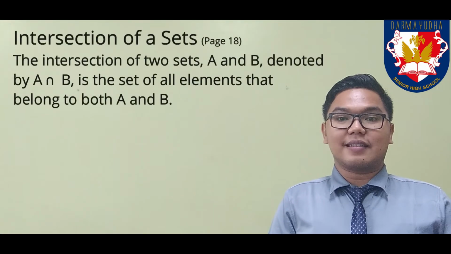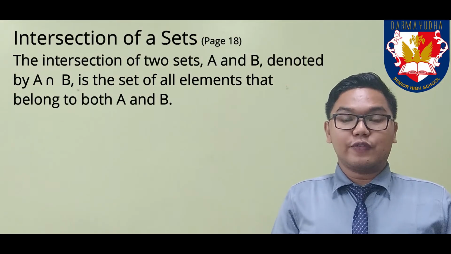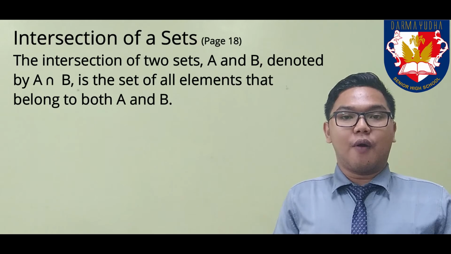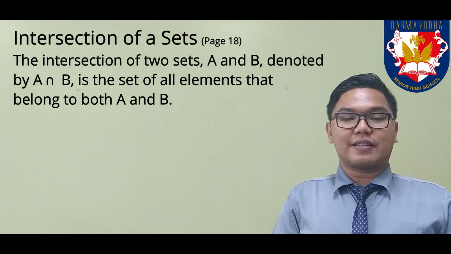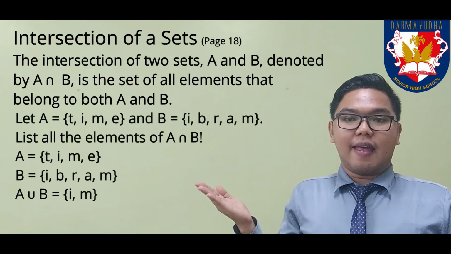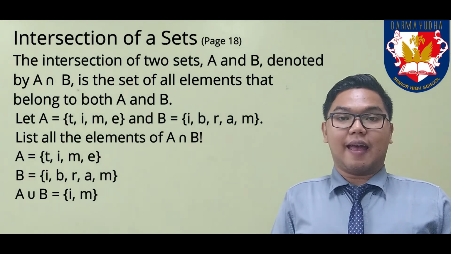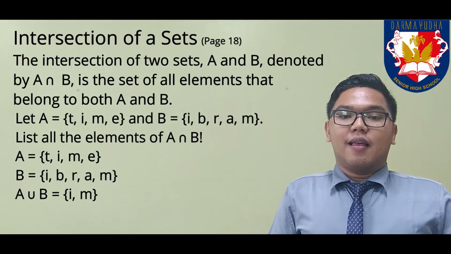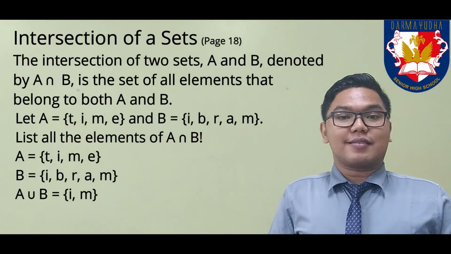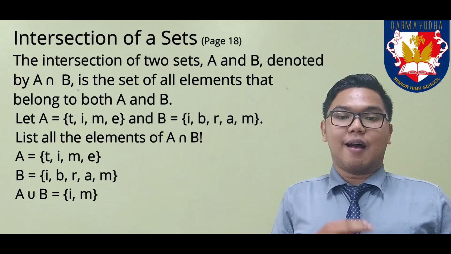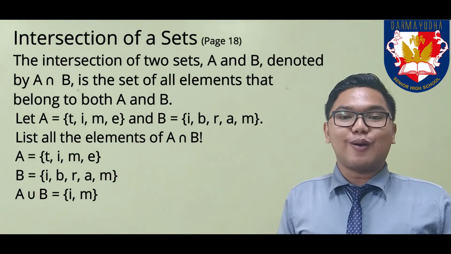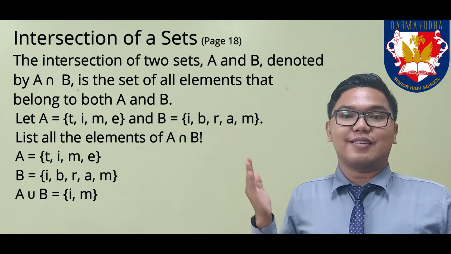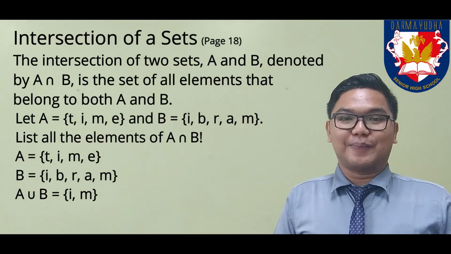Intersection of sets. In the intersection of two sets, we basically look for the common elements, the same elements between two sets. For example, there are set A and set B with listed elements. Now, list all the elements of A intersection B. We find the common elements. The common elements between set A and set B are only I and M. So the elements of A intersection B are I and M.